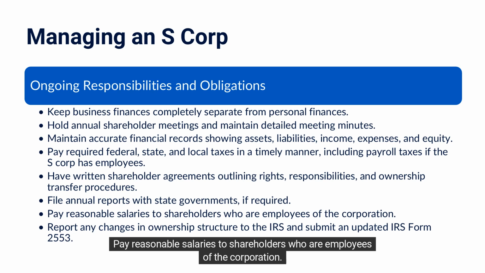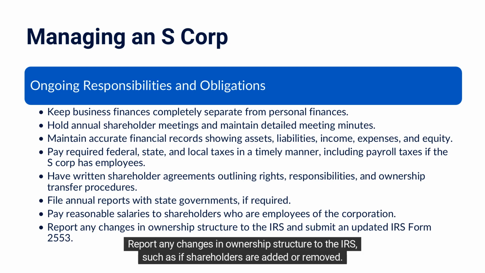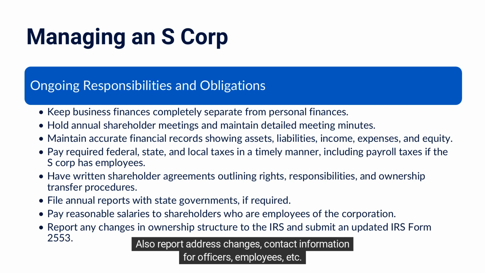Pay reasonable salaries to shareholders who are employees of the corporation. This is important for IRS purposes to justify paying the remaining profits as S Corp distributions. Report any changes in ownership structure to the IRS, such as if shareholders are added or removed. Submit an updated IRS Form 2553. Also report address changes, contact information for officers, employees, etc.